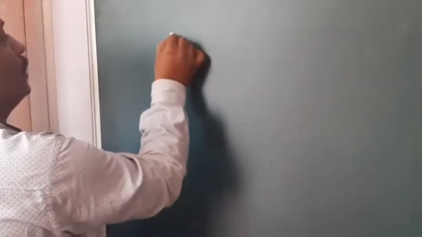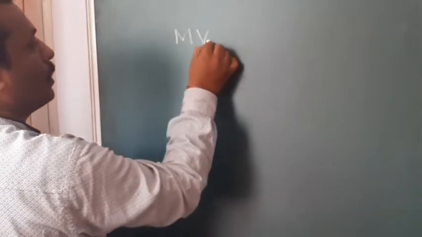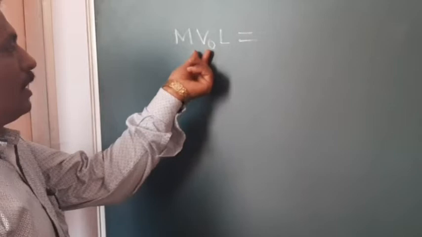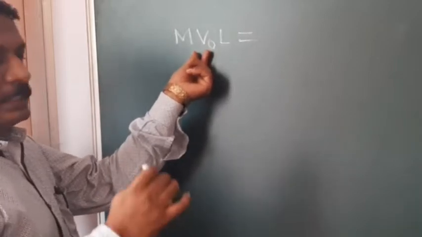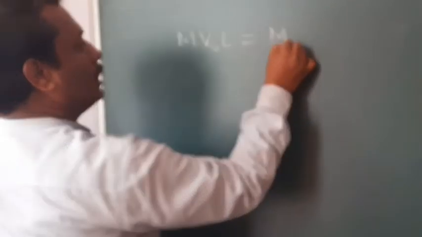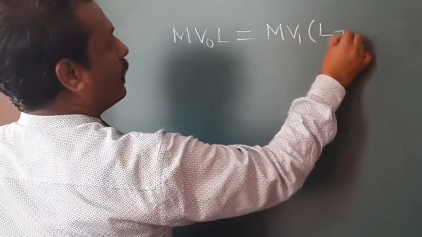It is given that a person of mass m is sitting on a swing of length L. The question is, when the swing comes to the lowest point, if the person stands up, then what is the work done by the person? So here we will apply the law of conservation of angular momentum. According to it, we can write m v naught L, where m is the mass of the person, v naught is the velocity of the person while sitting, and L is the length of the swing, is equal to m v1 (L minus l).